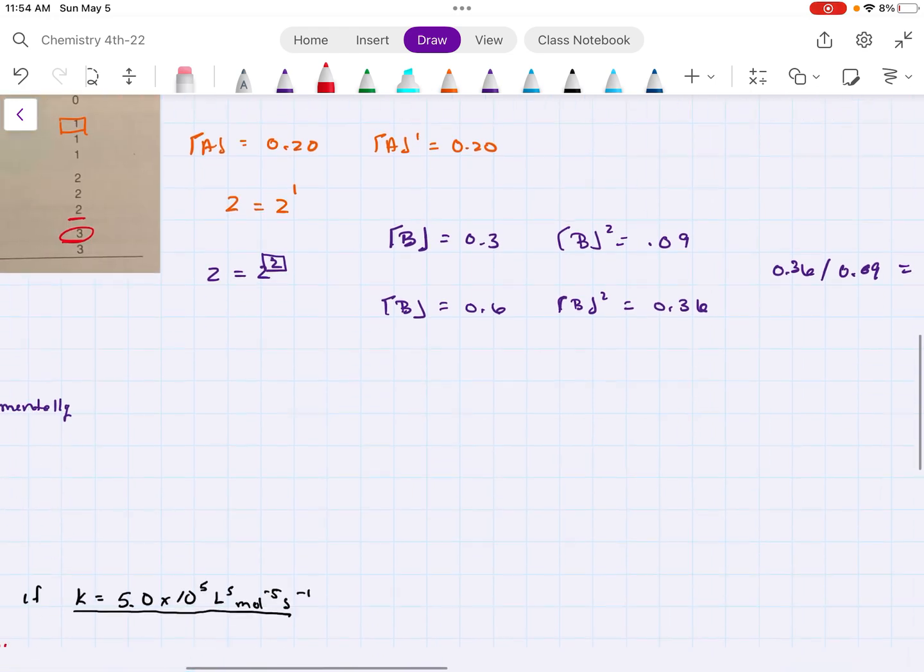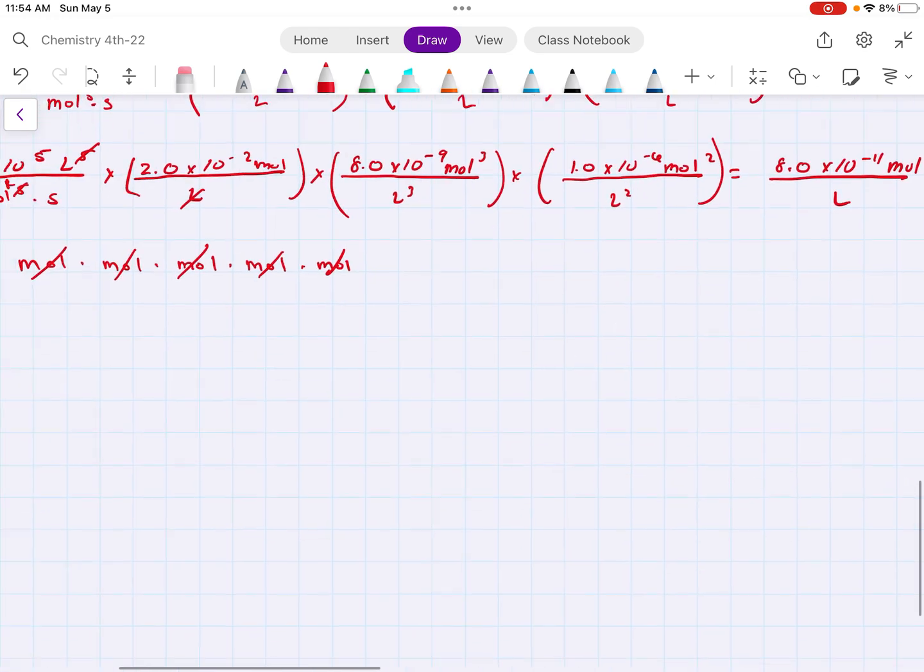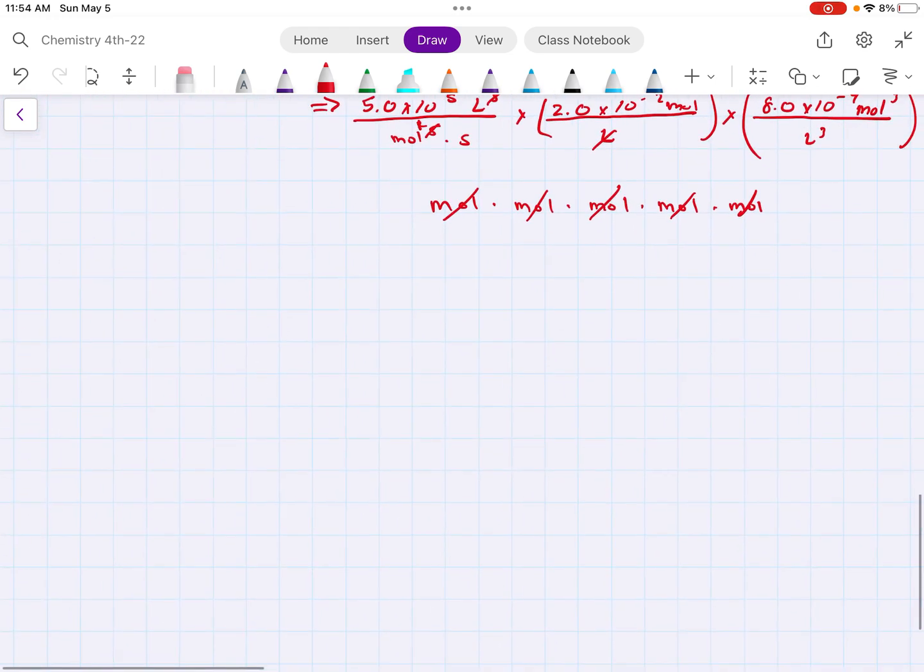So let's take a look at an example question. I'll move down here to the bottom. Let's say I have a reaction that looks like this. I have SO2Cl2 gas that produces sulfur dioxide, right?